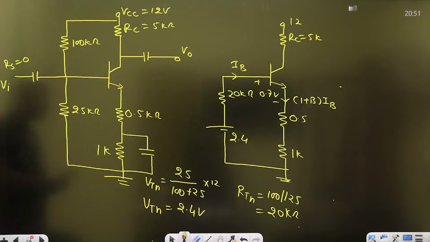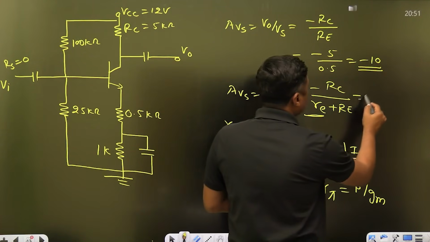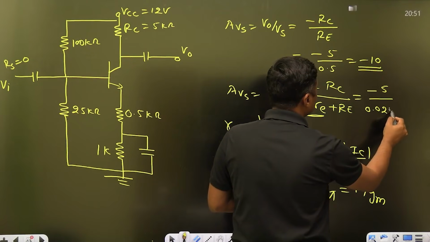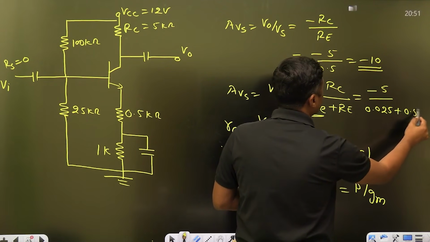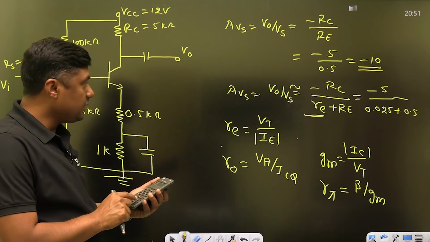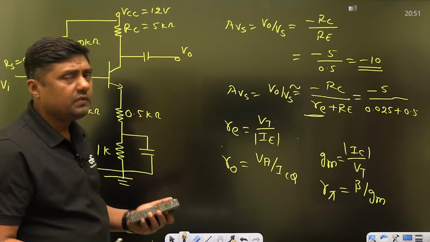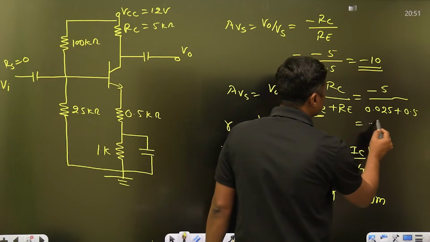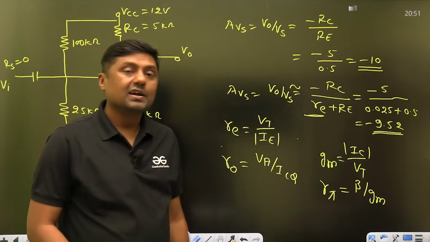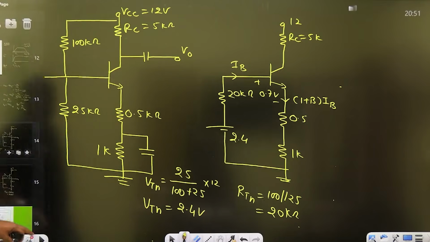Once you have the RE, again use this approximate formula. So this is minus RC, 5 divided by RE, 0.025 plus 0.5 plus 0.5. So you will get 5 divided by 0.525. Look, 0.952 has come, this has reduced, it has come in the range of what? -9. Yes.